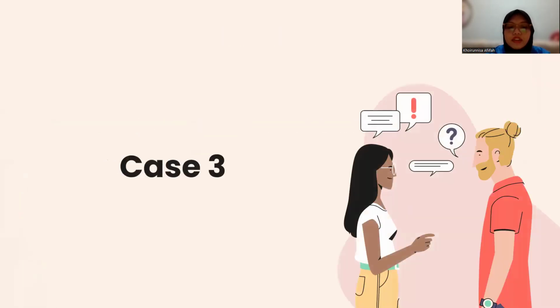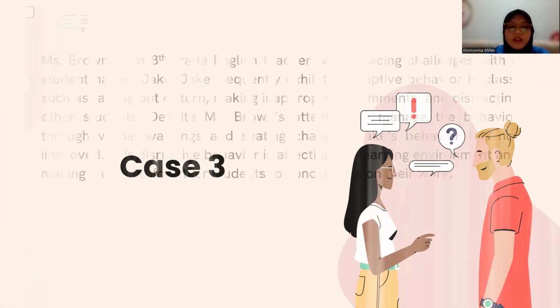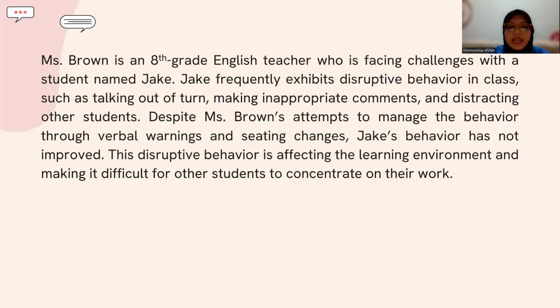So we move to the third case. Miss Brown is an 8th grade English teacher who is facing challenges with a student named Jake. Jake frequently exhibits disruptive behavior in class, such as talking out of turn, making inappropriate comments, and distracting other students. Despite Miss Brown's attempts to manage the behavior through verbal warnings and seating changes, Jake's behavior has not improved. This disruptive behavior is affecting the learning environment and making it difficult for other students to concentrate on their work.